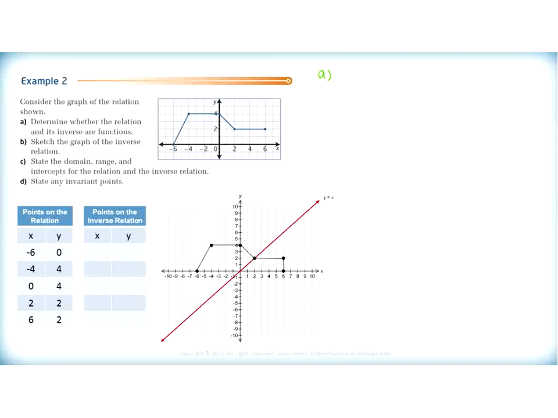Determine whether the relation and its inverse are functions. Is the relation a function? Yes. The original relation is a function. I can draw as many vertical lines as I wish here, and it will only intersect the graph in one place. The inverse is not a function. And again, we know the inverse is not a function because of the horizontal line test. If I draw a horizontal line, it can intersect the graph in more than one place. Therefore, the inverse will not be a function.